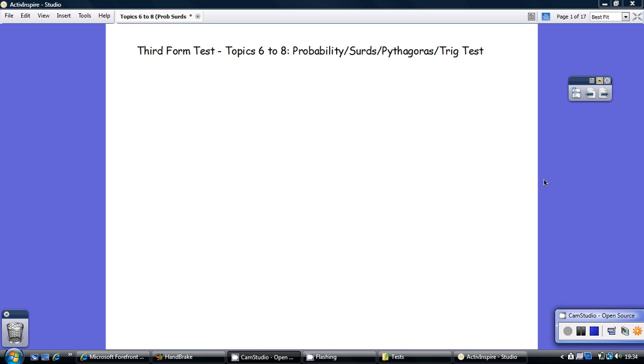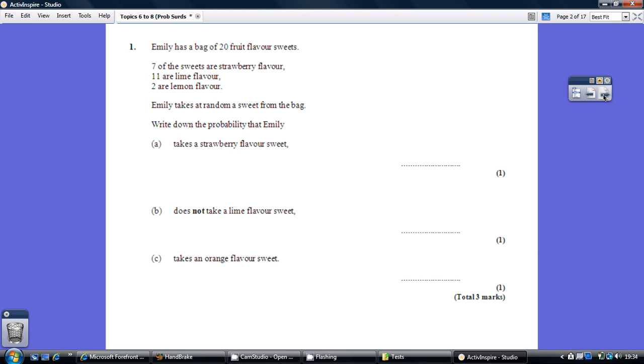Okay, this is the third form test on topic 6 to 8, which is probability, surds, Pythagoras and trig. Here's question 1. Question 1 solution. I think this one's fairly self-explanatory. 20 sweets, 7 out of 20, 9 over 20 and 0.